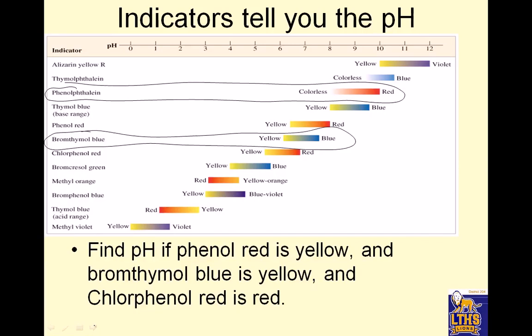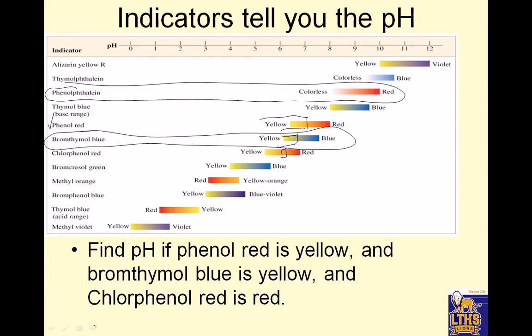Phenol red is yellow, so it's got to have a pH down this way. And bromothymol blue is yellow. And chlorophenol red is red.